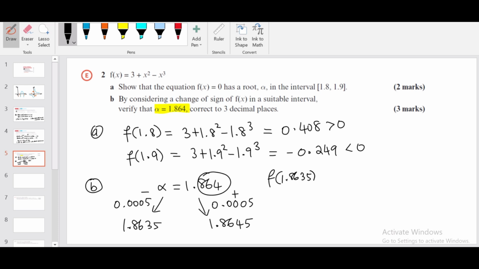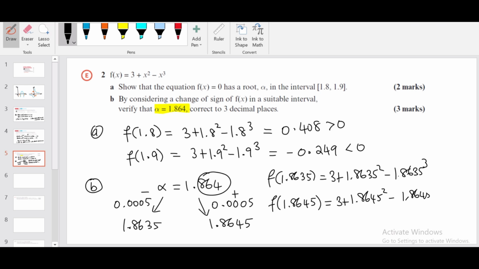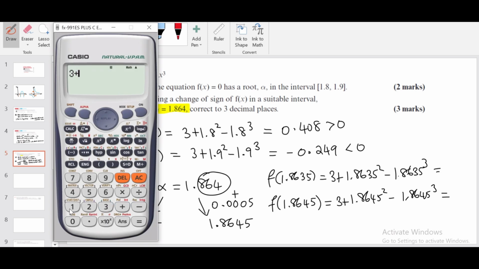f of 1.8635 and f of 1.8645. That's going to be 3 plus 1.8635 square minus 1.8635 cubed, and 3 plus 1.8645 square minus 1.8645 cubed. Let's get these values. So 3 plus 1.8635 square minus 1.8635 cubed.